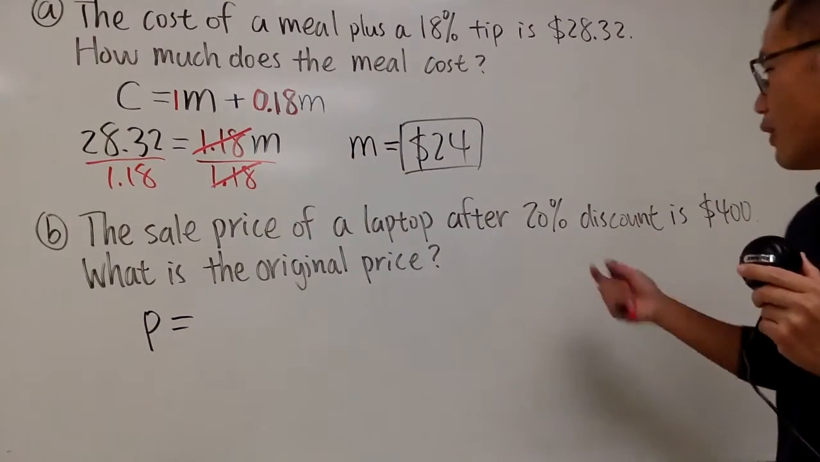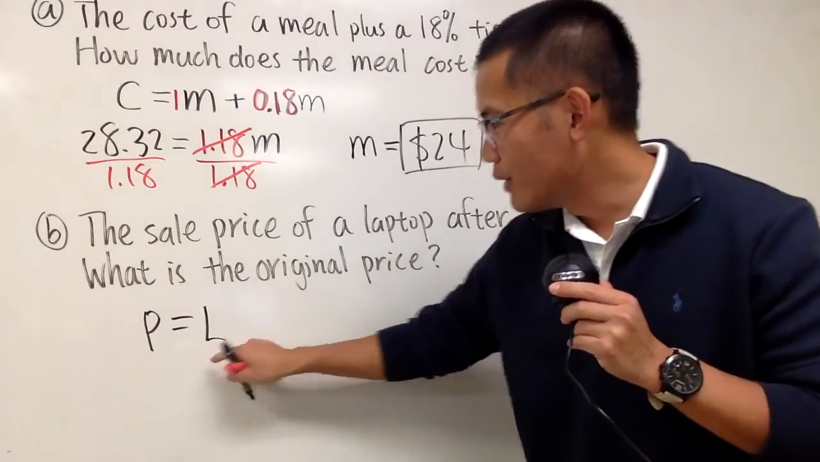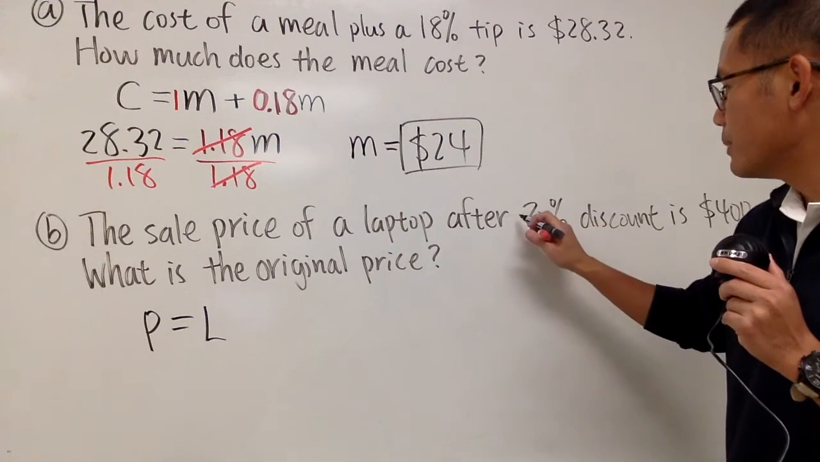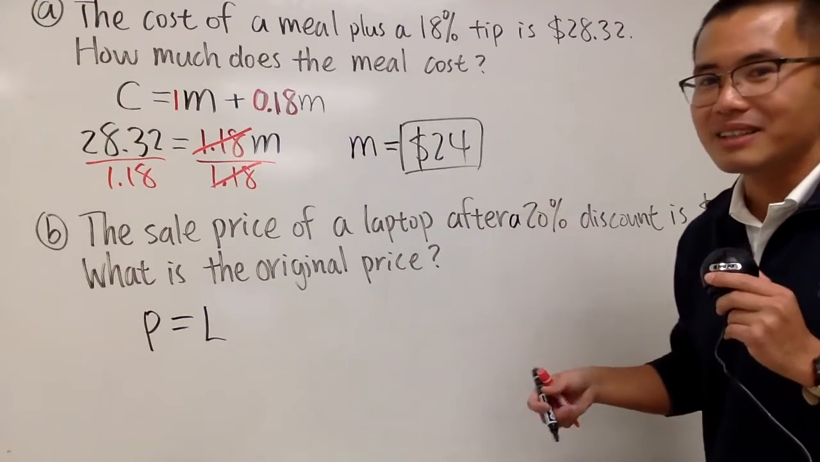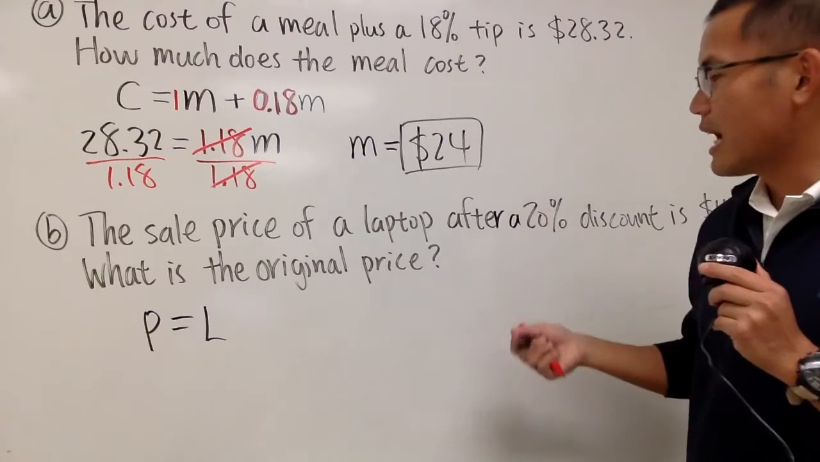So let me just use X for the original price of the laptop. Or maybe let's just use L for the laptop. Yeah, why not? So originally, we had to pay L for the laptop, right? However, we are getting a 20% discount. So we are getting a 20% off discount.